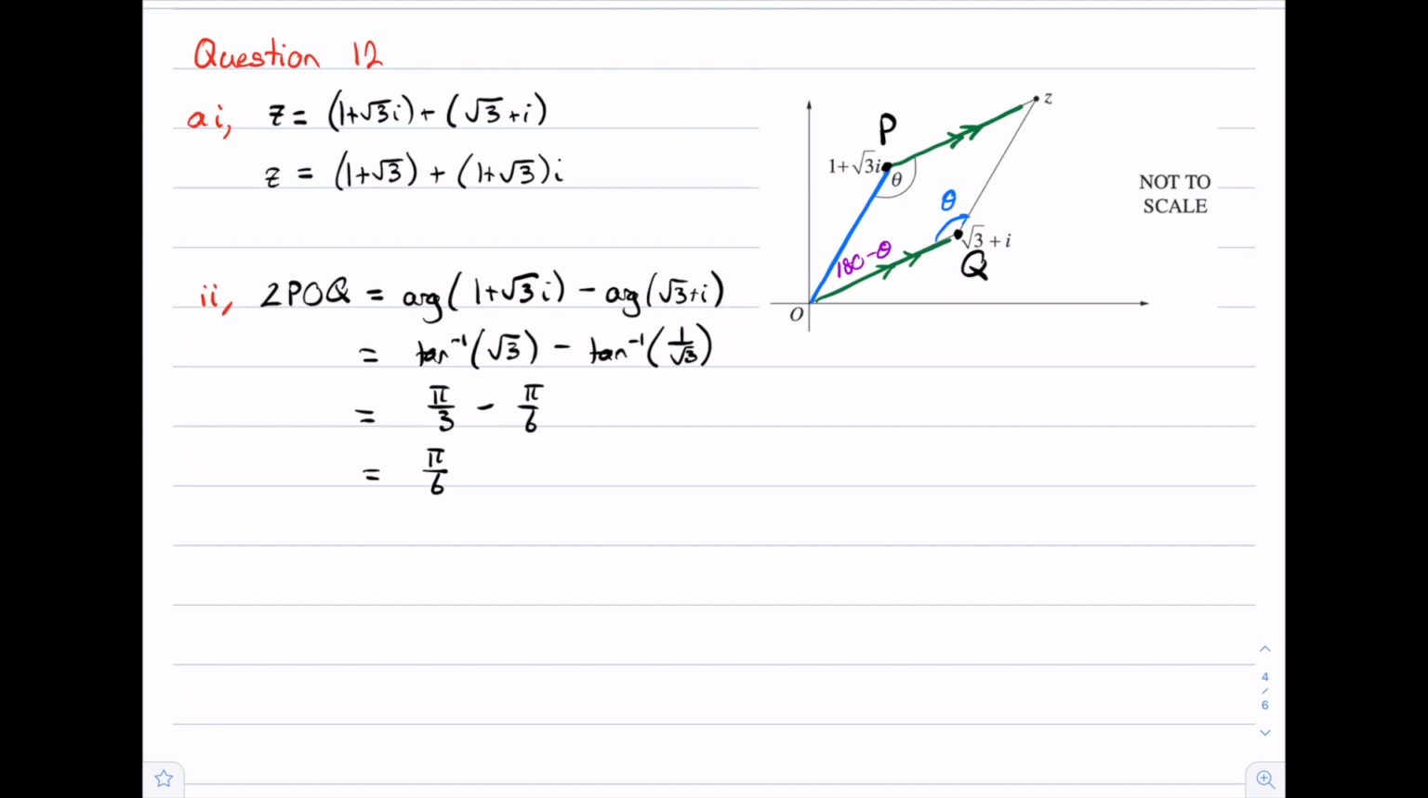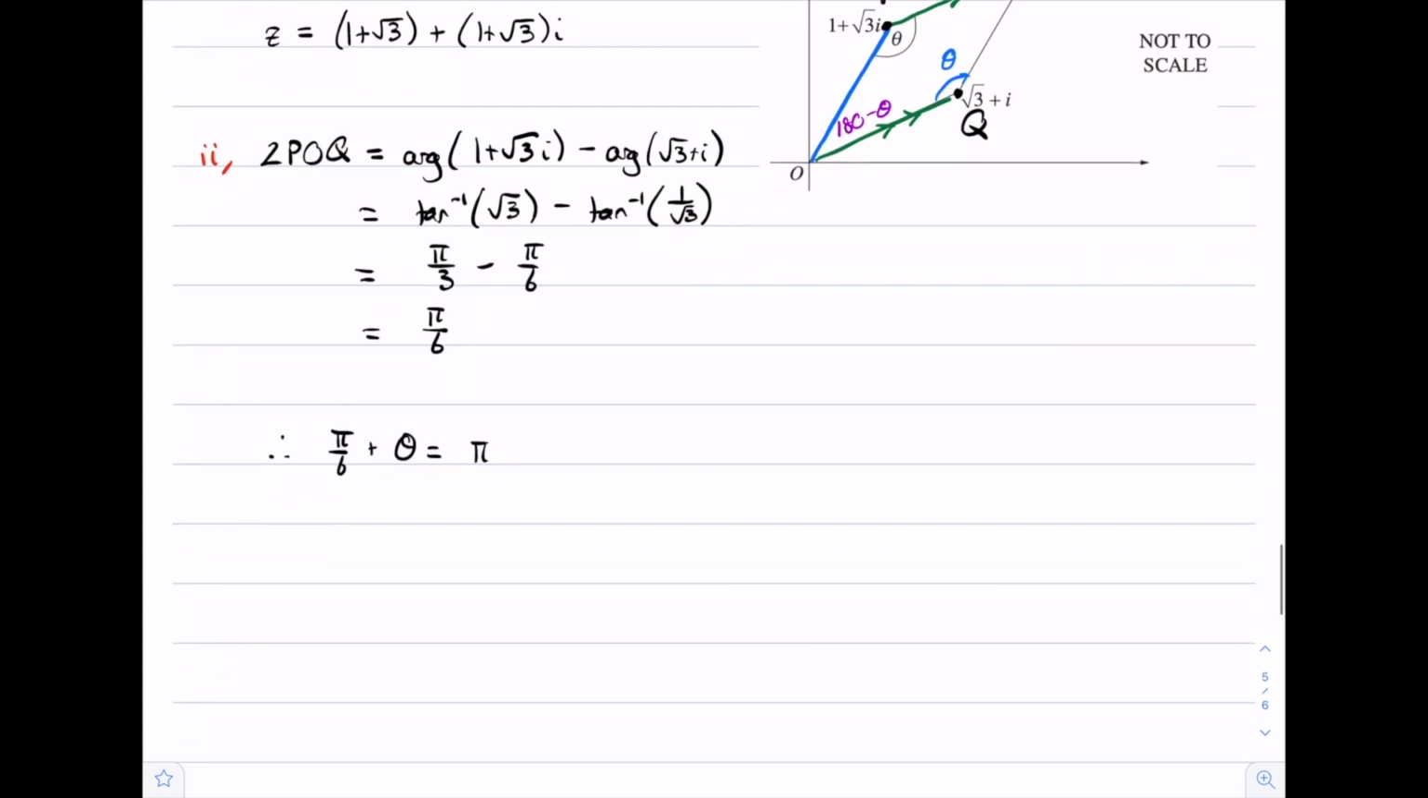And so now we can use that co-interior angles add up to 180 degrees. This angle plus that angle in there is going to be 180. So we can say, therefore, pi on 6 plus theta equals 180 degrees, or pi radians. And so therefore theta is equal to 5 pi on 6.